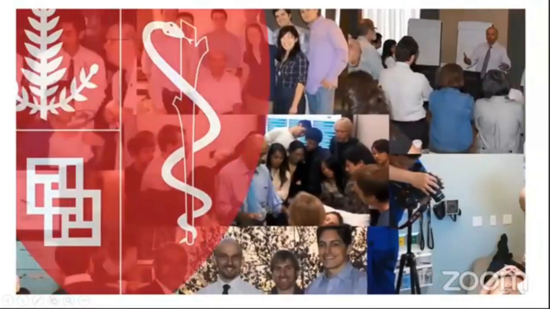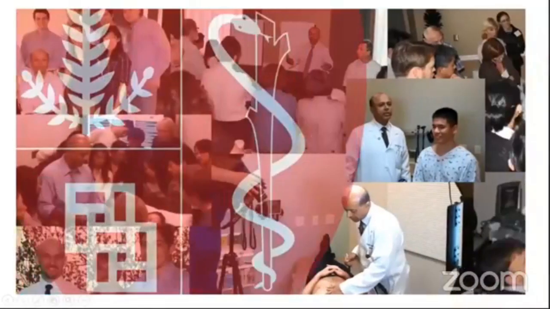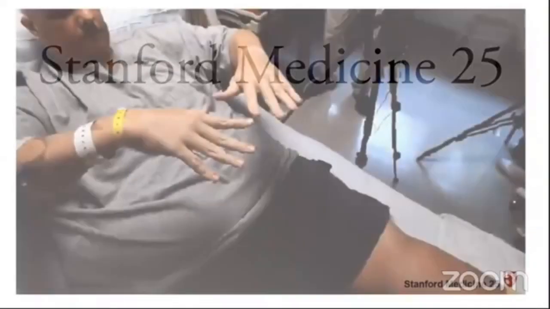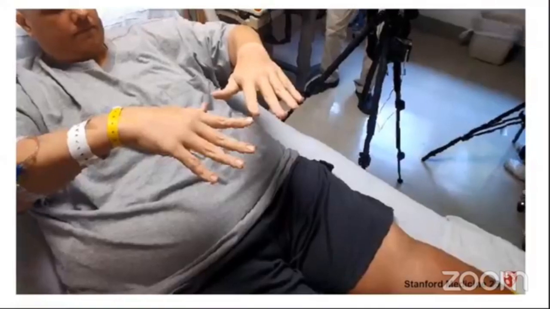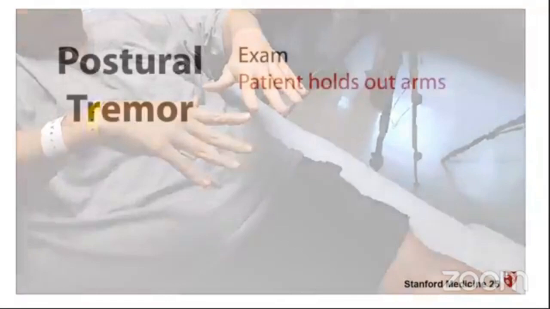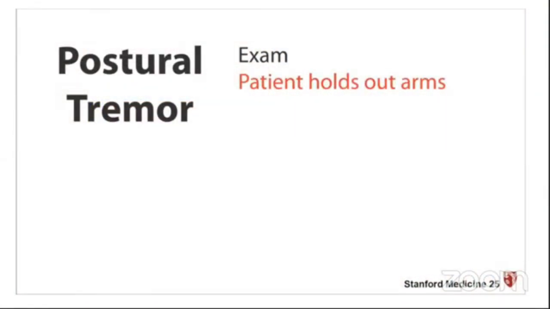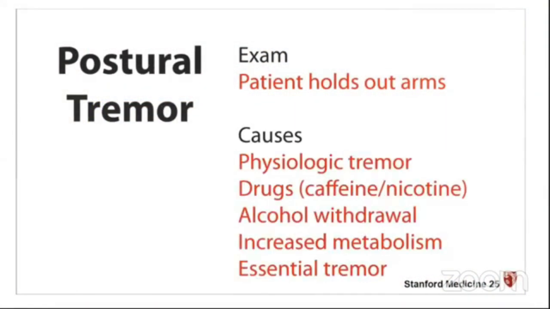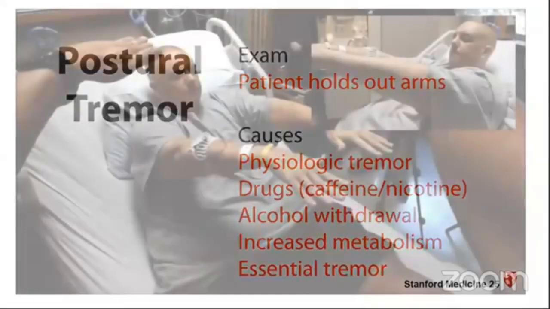Welcome to a Stanford Medicine 25 video on the approach to tremor. The goal of this video is to help you figure out what's causing your patient's tremor. Let's start by reviewing the different categories of tremor. The postural tremor is easy to find by asking your patient to hold their arms out. Causes include a normal physiologic tremor, which can be increased in certain states such as sleep deprivation, too much caffeine or nicotine, alcohol withdrawal, increased metabolic states such as hyperthyroidism, and essential tremor.